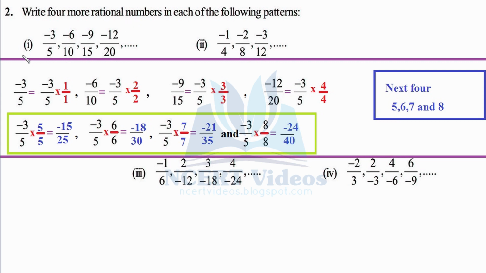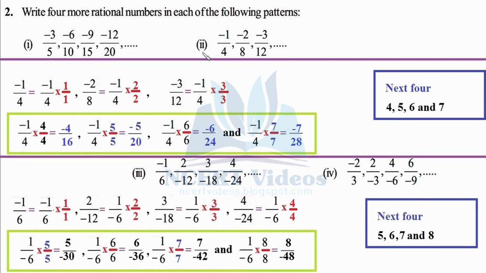Similarly, we will do it for the rest of the parts. Second part, minus 1 over 4, comma, minus 2 over 8, comma, minus 3 over 12, and we have to find 4 more rational numbers. So first of all, as we did in the previous part, we will write the rational numbers here. Now we try to find the pattern. So first of all, we'll take the base value. This is your base value or the initial. Here this is the base value, here it is the base value, or base rational number.